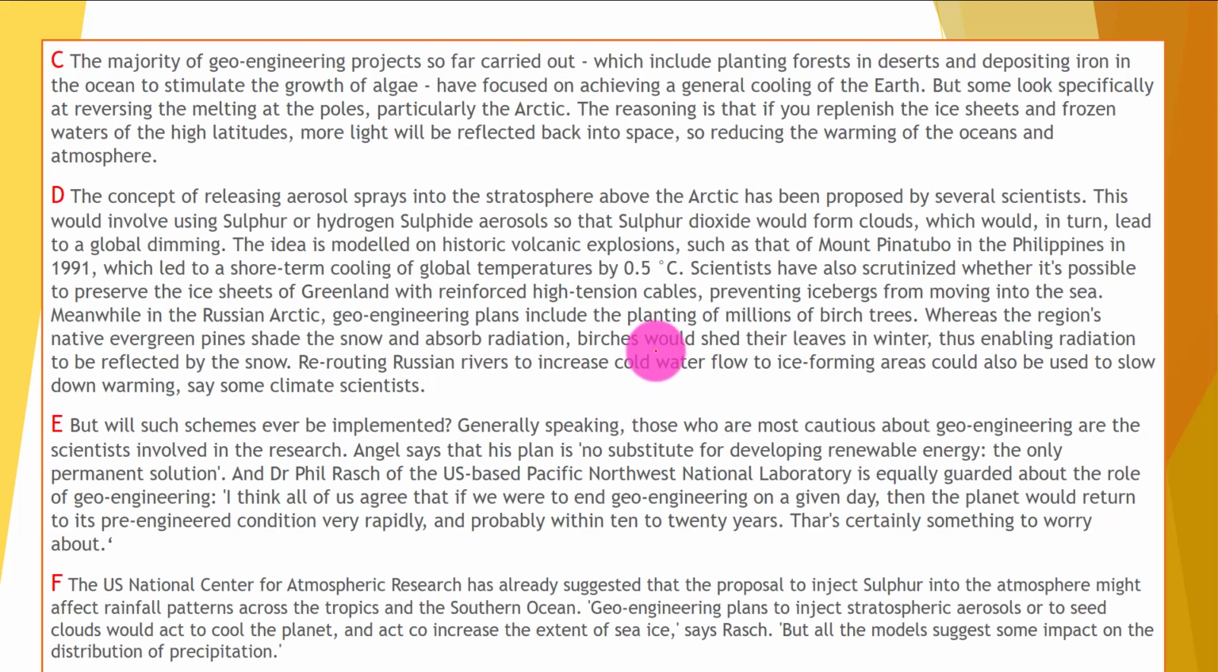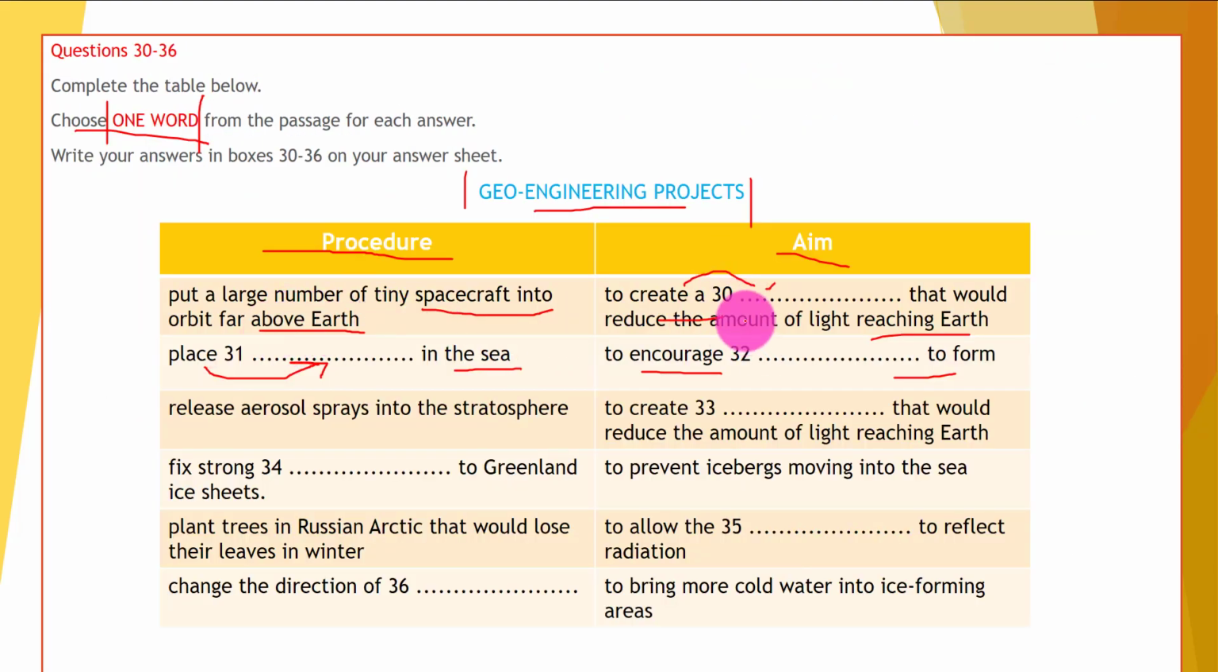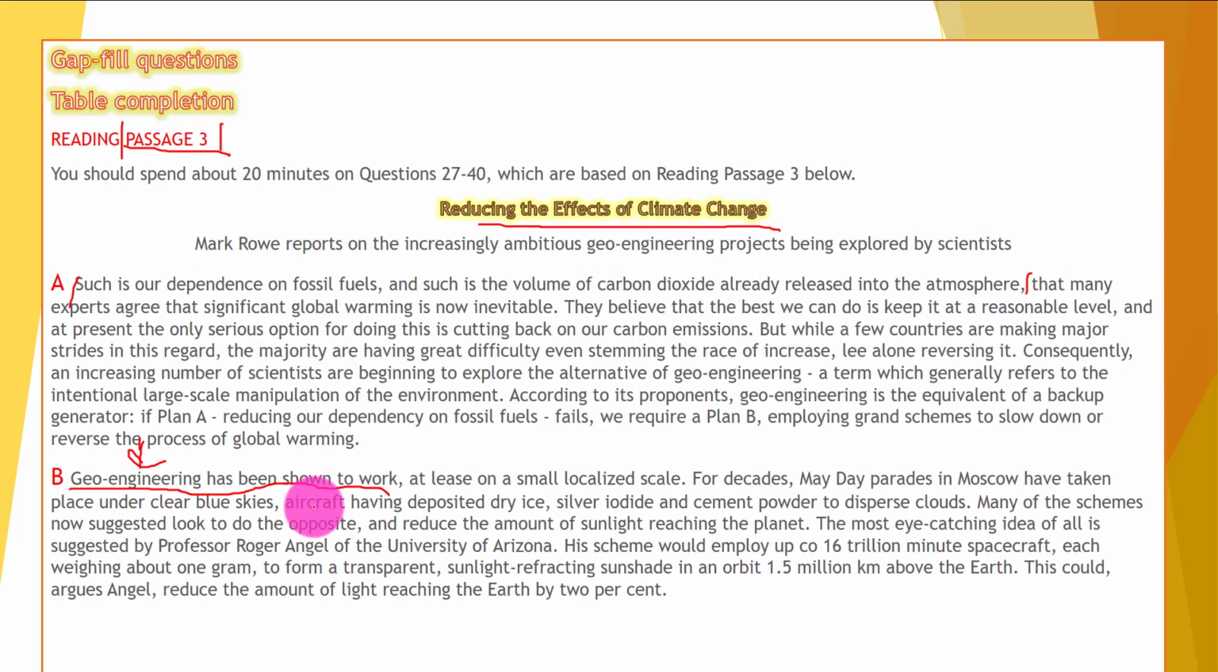Okay, now let's continue and look for our keywords: above Earth, reducing the light reaching Earth, putting something in the sea, and encouraging something to form. Okay, now let's start. Again, just read by your eyes because it's a tutorial session. It's important. Some people have a habit of reading by their lips, and it would make them very slow, and that's very bad for your performance in the IELTS reading test. If you have at least a kind of habit, just try to leave it and practice at home, just reading by your eyes. Okay.